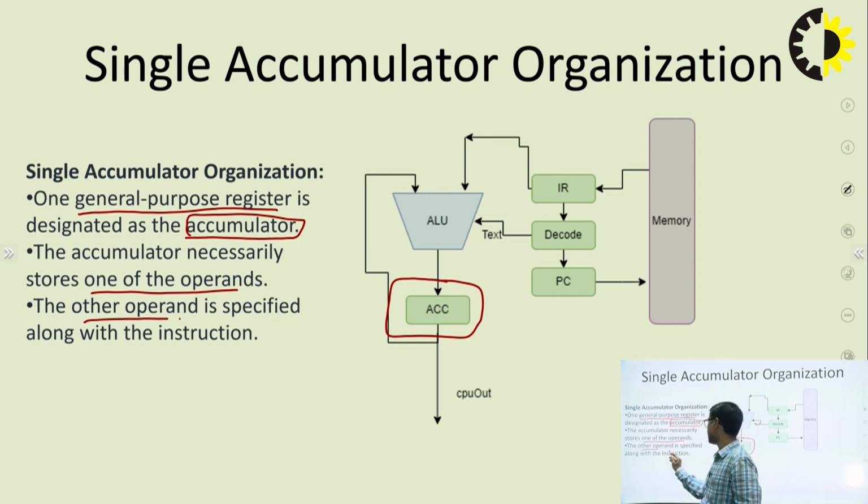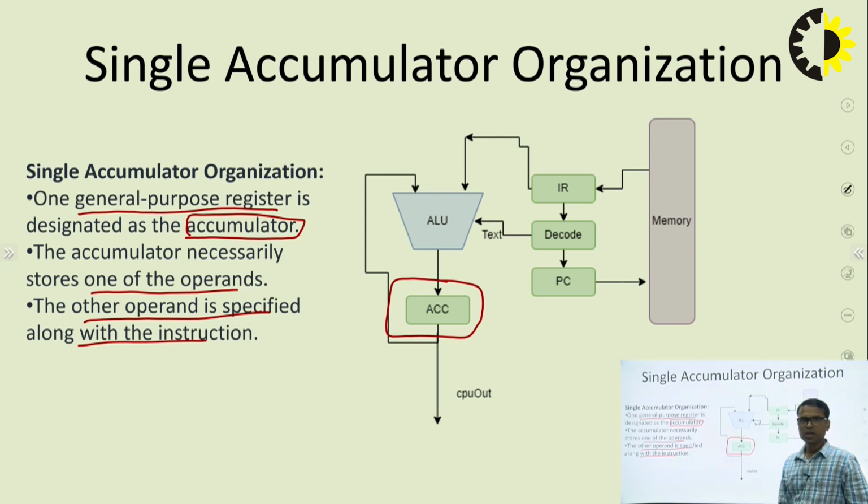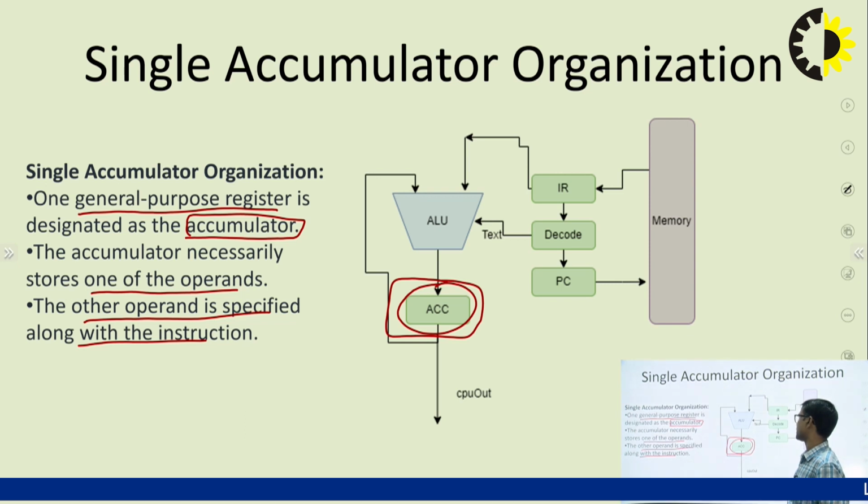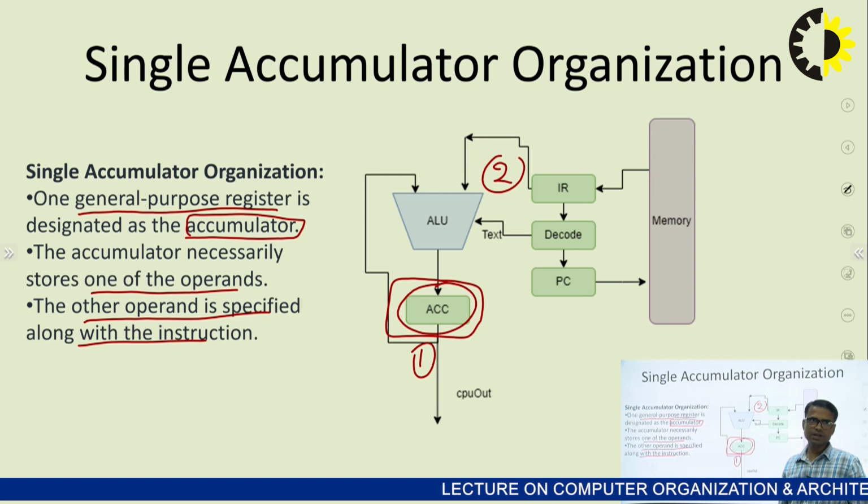The other operands are specified along with the instruction. Fine. So, when a CPU organization has data access from the accumulator, that particular organization is called a general register organization. First data is taken from this accumulator and the second data is taken from another memory location. Okay. So, this is called a one general purpose register.